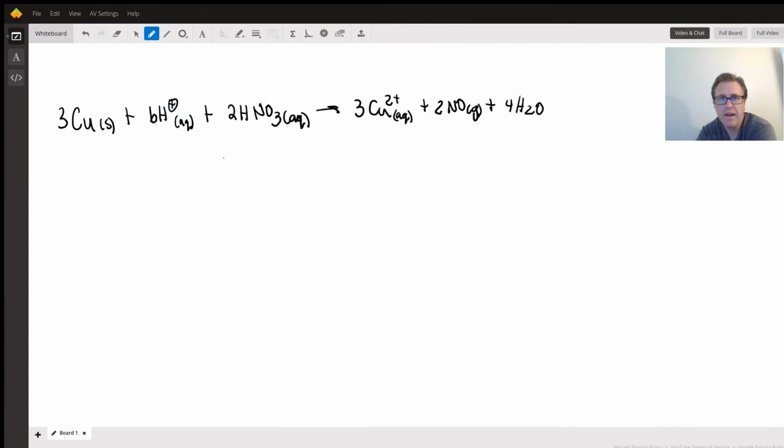So we have here a chemical reaction, and the question is asking, what is the oxidizing agent? In order to do that, we need to first figure out the oxidation numbers for all the atoms in this equation. And then we can figure out what's being oxidized and what's being reduced. And then from that, we can deduce what is the oxidizing agent.